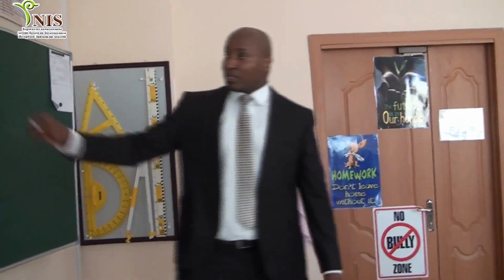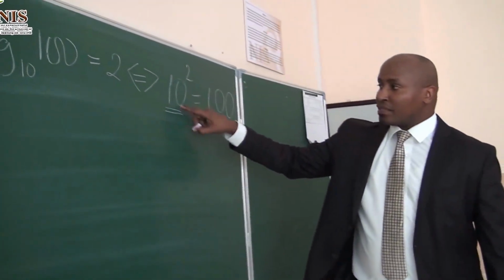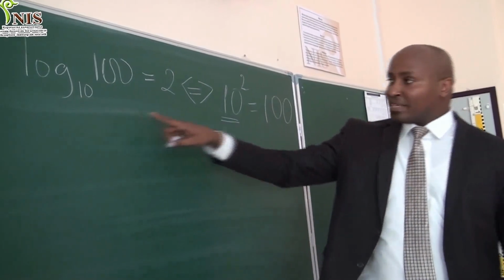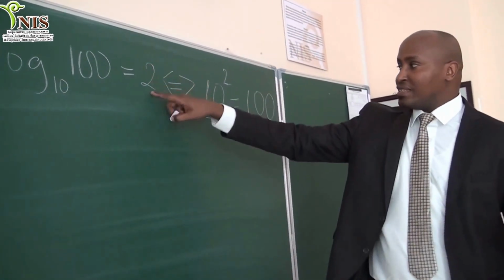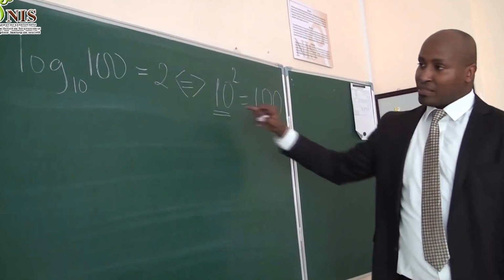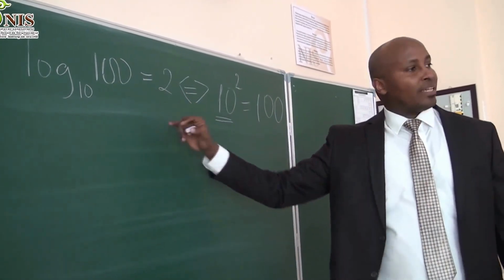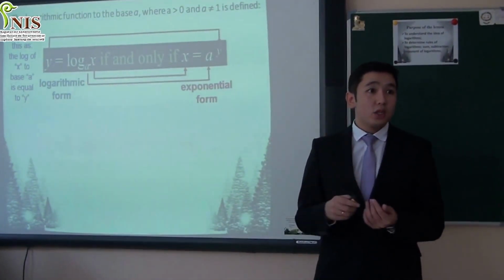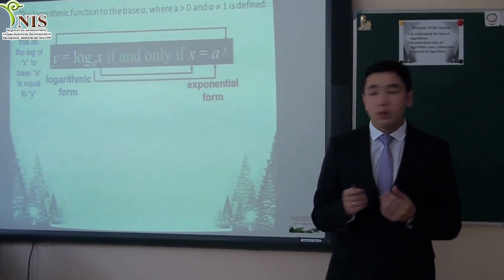We call this the base. You can see that's also the base of the logarithm. And this is the answer. This answer comes in the power section. And this is the log, which is the log of 100 to base 10 is equal to 2. From logarithmic form to exponential form, and from exponential to logarithmic.